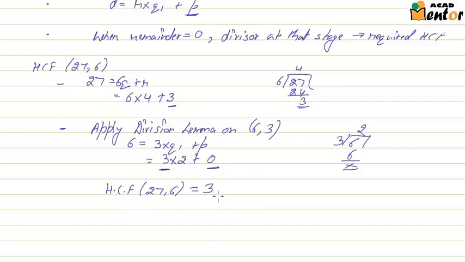Also 3 would also be the HCF of 6 and 3, which were the dividend and divisor at the stage where R was 0.